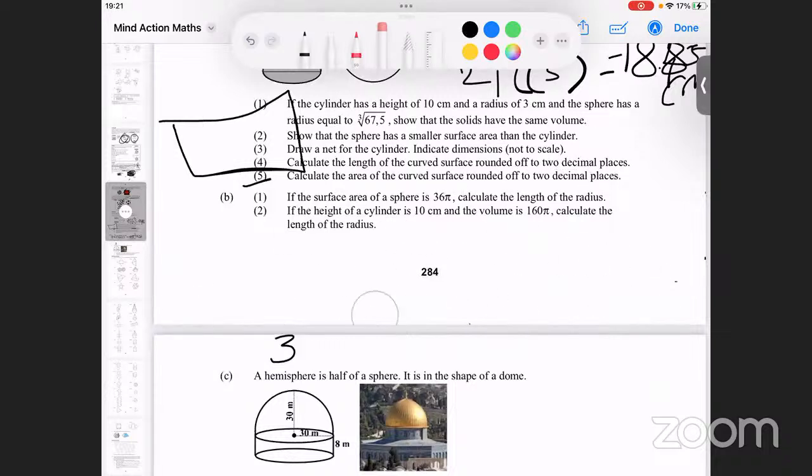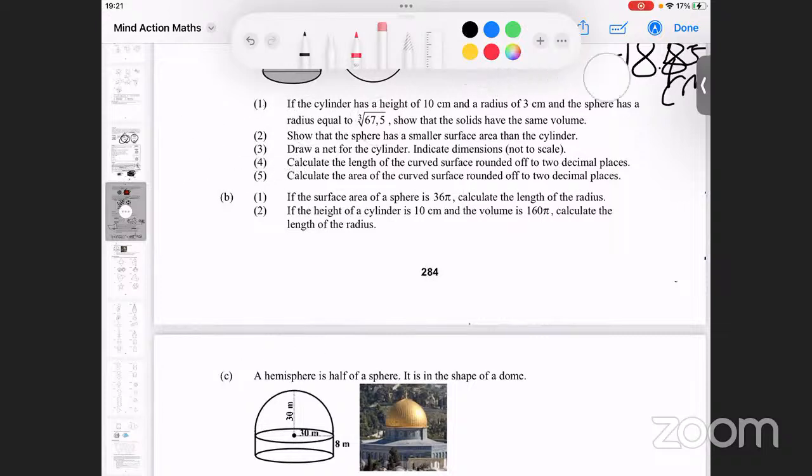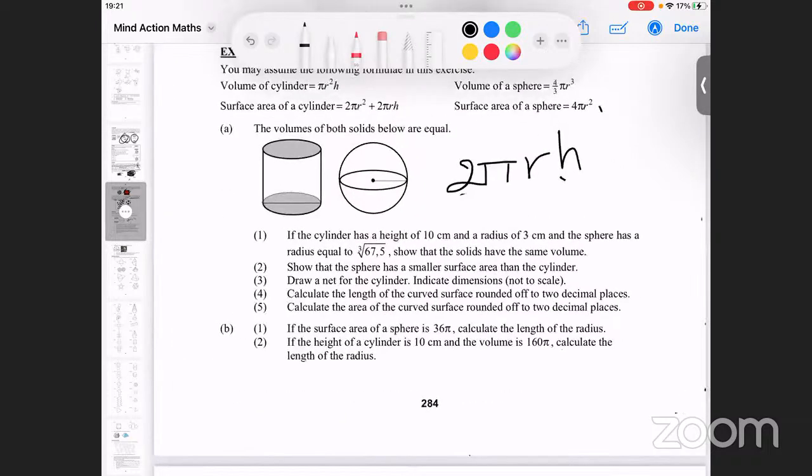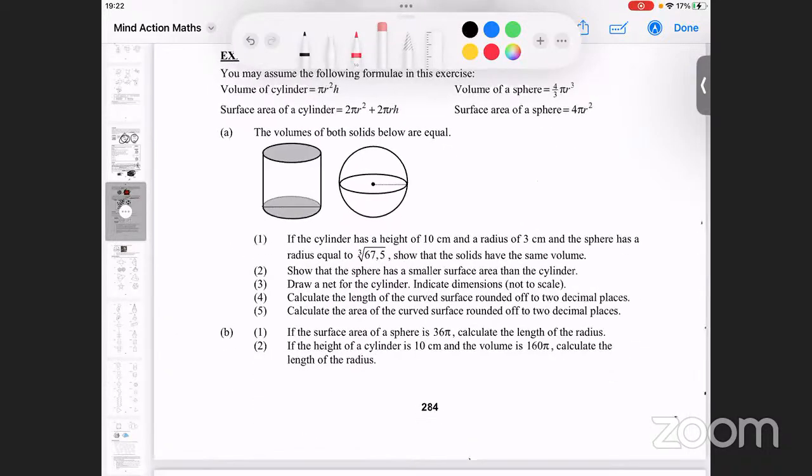So they are saying, if the surface area of a sphere is 36 pi, calculate the length of the radius. If the surface area of a sphere is 36 pi, calculate the length of that. Does anyone know how we're gonna do this? Or anyone who wants to try it? Let's write what you're thinking. How are we gonna deal with this?